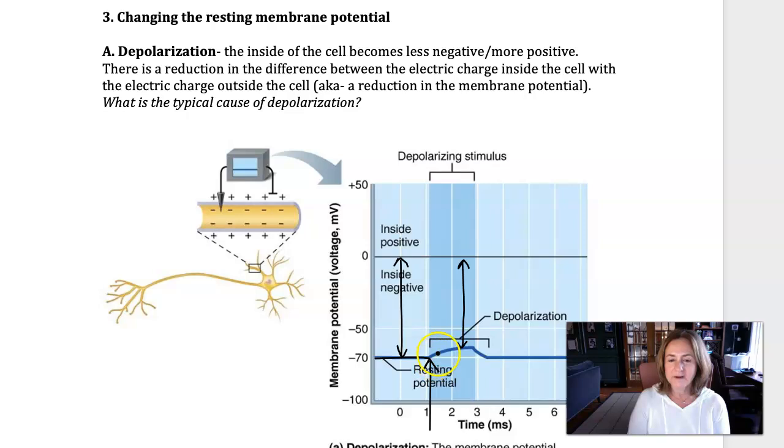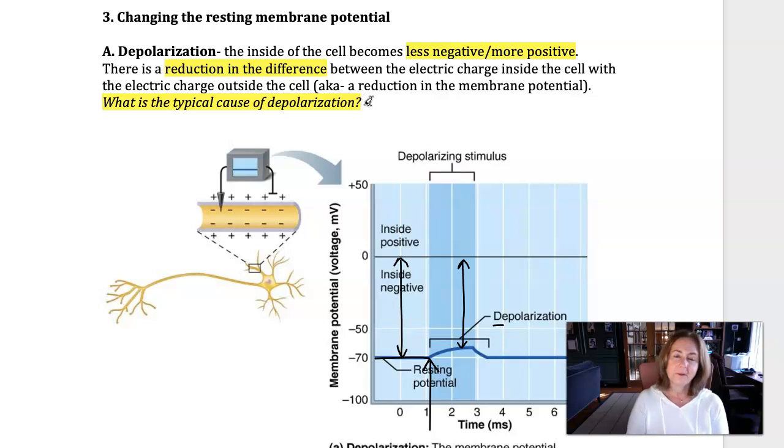So I hope it makes sense that if the inside of the cell becomes more positive and it lessens that difference, that's a depolarization. So a depolarization inside of the cell is when the cell becomes less negative or more positive, however you want to think of that. There's a reduction in the difference between the electric charge inside the cell and the electric charge outside the cell.